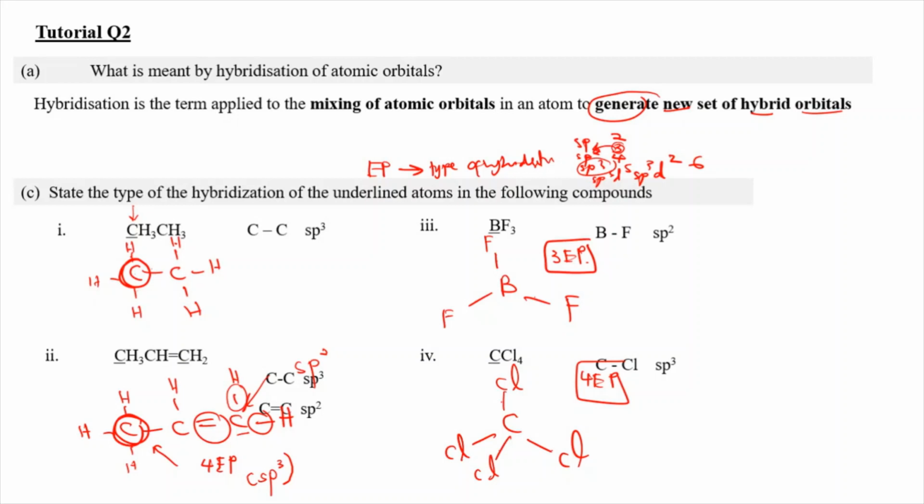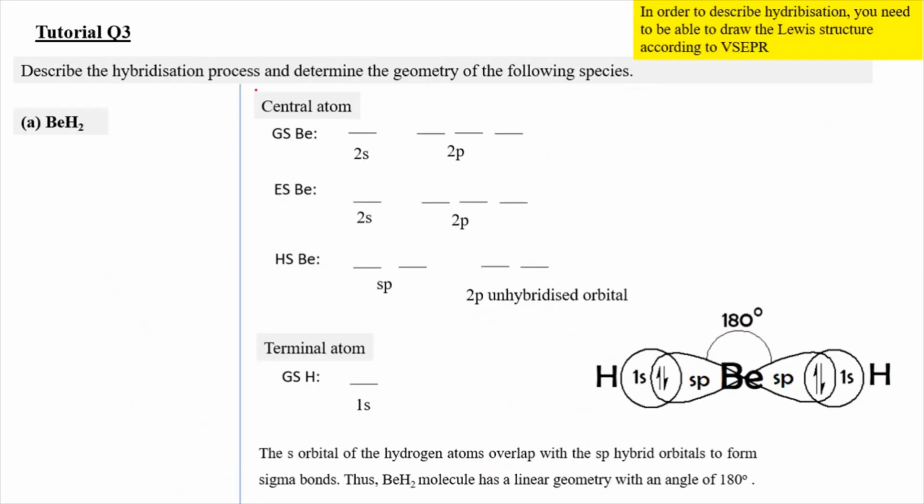Alright, so now for question 3, we need to describe the hybridization process and determine the geometry of the following species. For question 3a, we have beryllium dihydride, and as I mentioned here, in order to describe the hybridization, it is very important for you to be able to draw the Lewis structure according to VSEPR. So you need to do a similar process all over again as what you learned in the previous subtopic, so that the hybridization process can be understood much more clearly.